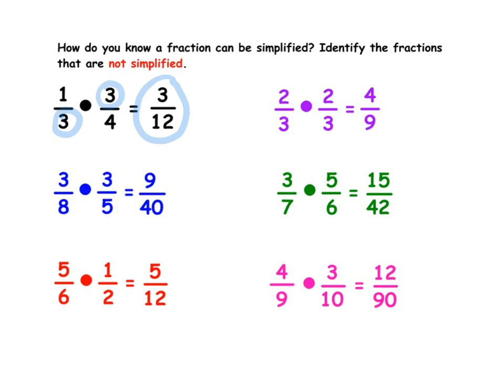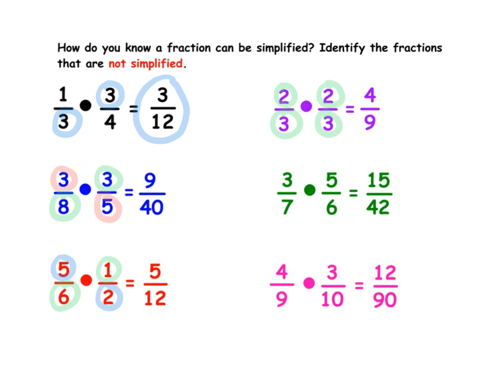With this next one, when I look at the numbers on top and on the bottom, they do not share common factors. That means that 9/40 is simplified. When I look at the red example and compare the top number to the bottom number, they do not share common factors. So 5/12 is simplified. When I look at my purple example and compare the top numbers to the bottom numbers, there are no common factors. And so 4/9 is simplified.